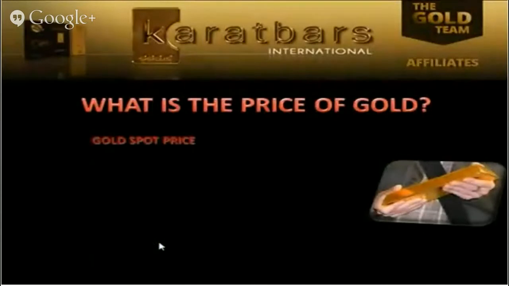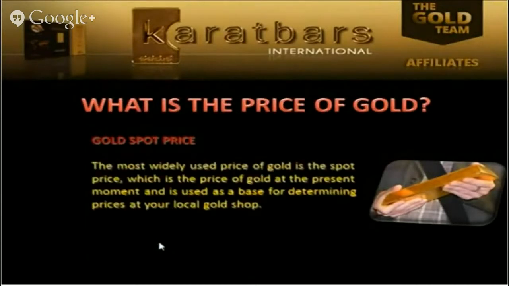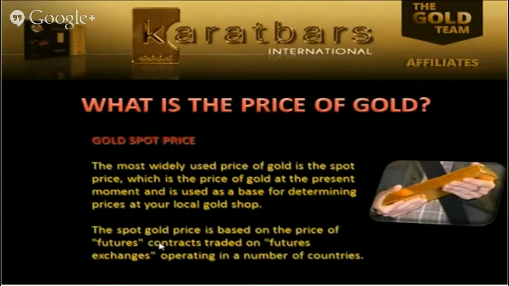The next price is the one that you and I are probably used to. You see this all over the internet, and it's what's called the gold spot price. So how does this fit in? It says here that the gold spot price, the most widely used price for gold, is the price of gold at the present moment and is used as a base for determining the prices at your local gold shop, jeweler, bullion dealer, etc. The spot gold price is based on the price of the futures contracts traded at futures exchanges around the world.